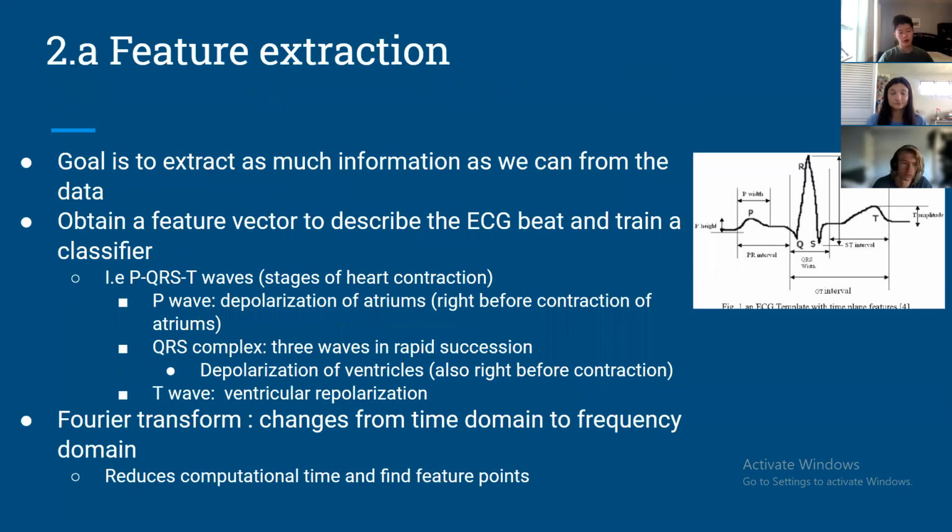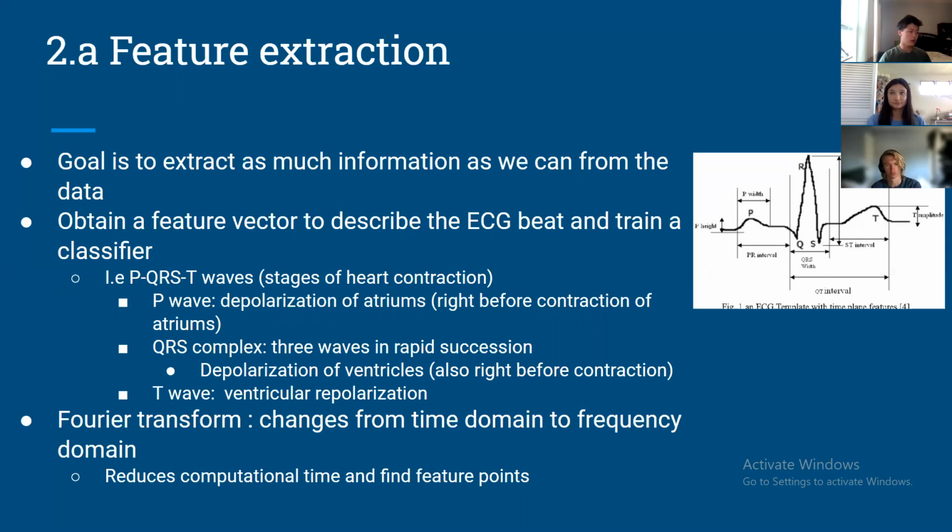Next up, the second step of the pipeline is feature extraction. The goal of this step is to extract as much information as we can from the data. For instance, there's a lot of information that you can extract from just a pulse. One of the common features to extract is the P, QRS, and T waves, which represent the stages of heart contraction. The P wave, which is the beginning pulse, is the depolarization of the atriums, which signals the contraction of the atriums.